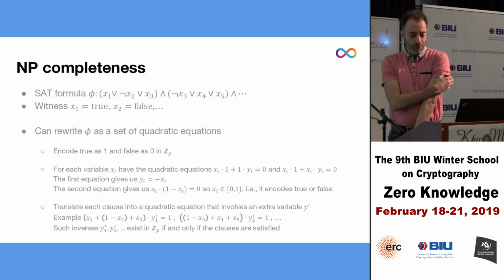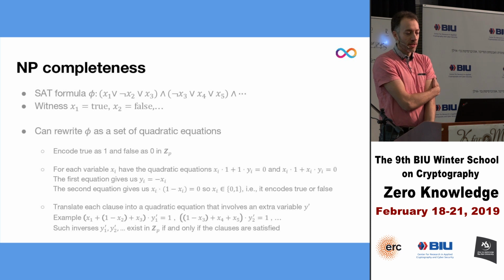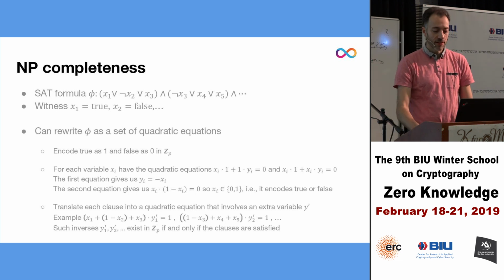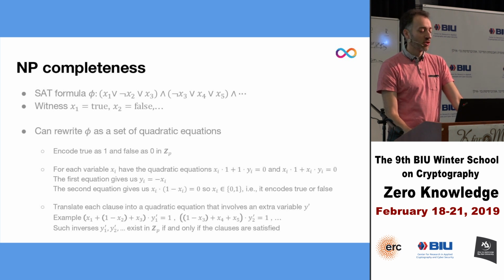Well, because if the SAT formula is satisfied, then at least one of the literals will have to be 1. In that case, we get a sum which will be non-zero. It could be 1, it could be 2, it could be 3. And in that case, it actually has an inverse, the y1 prime, that testifies to the fact that this is non-zero, and that will give us 1.